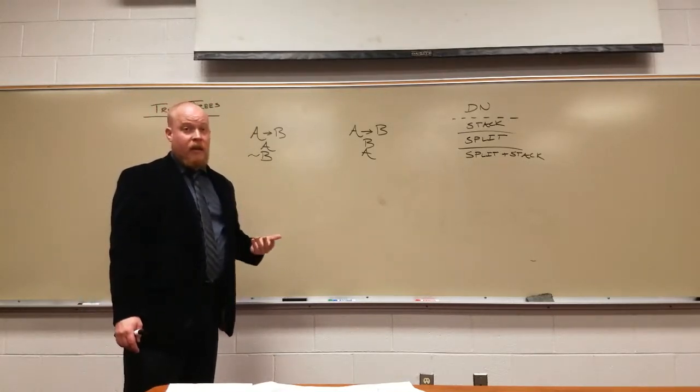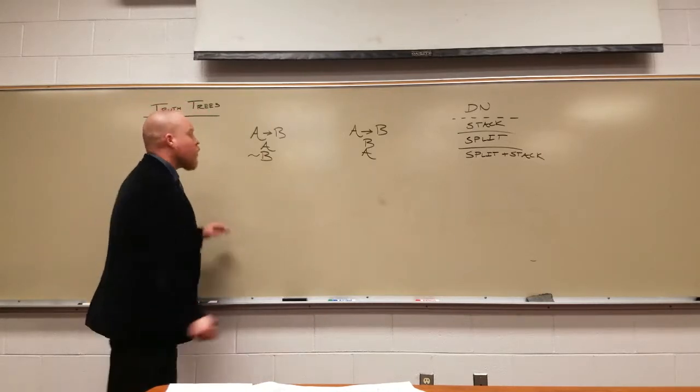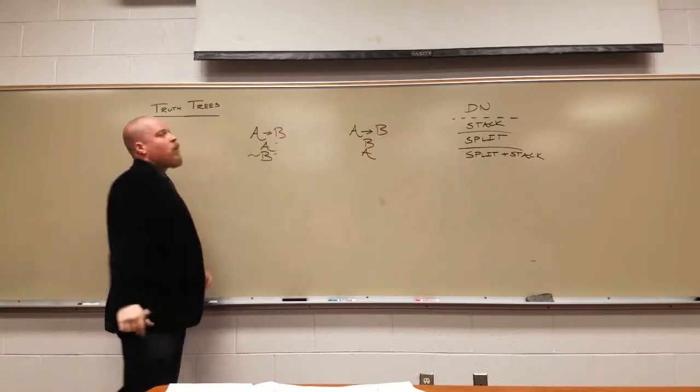I don't have any negated implications or conditionals. I also don't have any conjunctions here. What do I have? So in short, this can't be broken down anymore. This can't be broken down anymore. This can. What does it do?